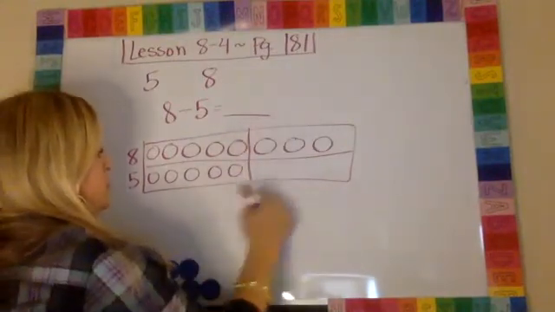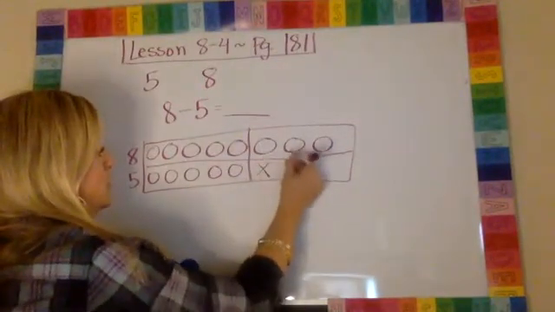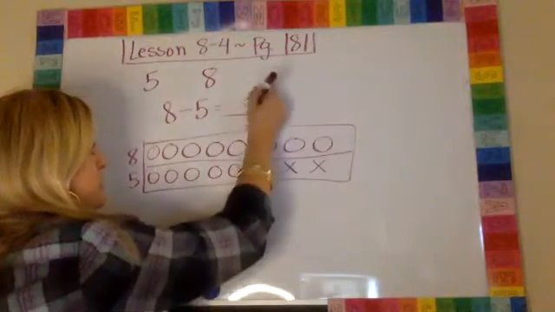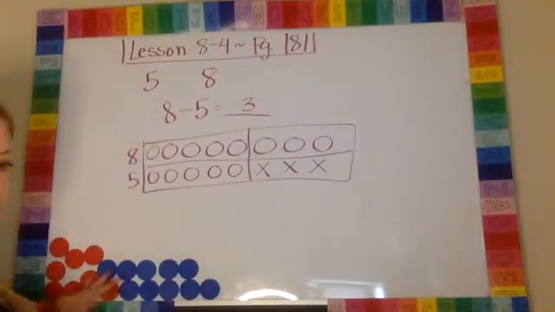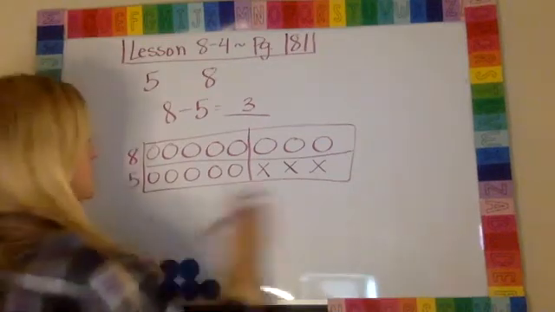Now I see how many are missing. Well, 1, 2, 3. 3 are missing. So she has 3 fewer berries.